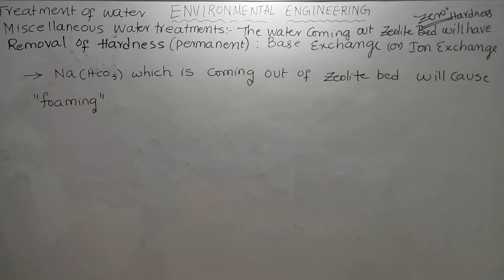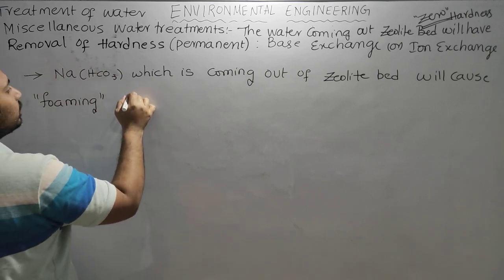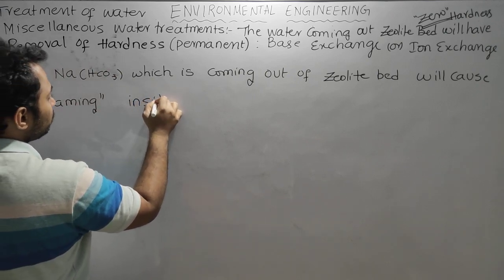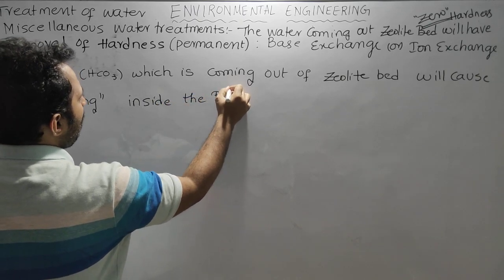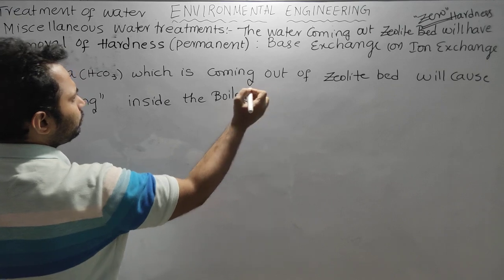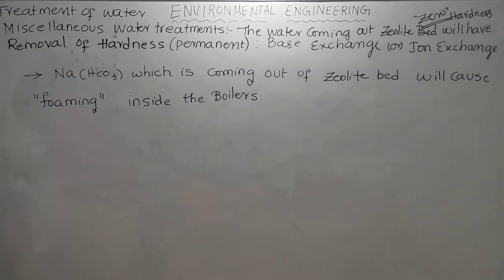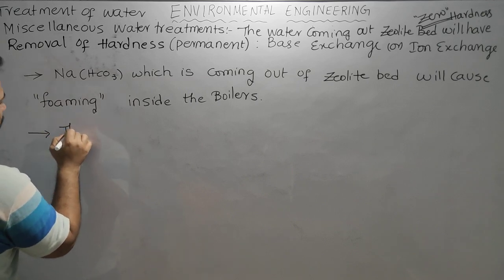So NaHCO3 will cause foaming inside the boilers, because of the presence of the NaHCO3. Okay, and also this is not suitable for turbid waters.